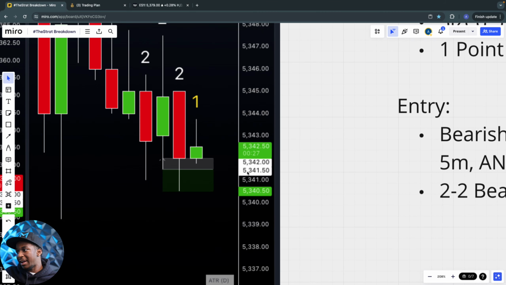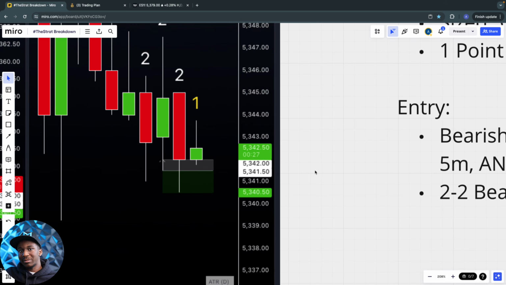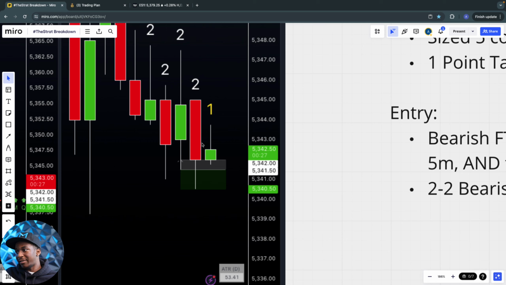I entered at 53.41.50, targeted 53.40.50. Boom, in and out. 1 point out of the trade, done. And I had a really tight stop loss too, because as soon as price breaks that low, price is just gonna go, right? Once it breaks that low, boom, price is gonna rip to the downside. That's literally what it did.